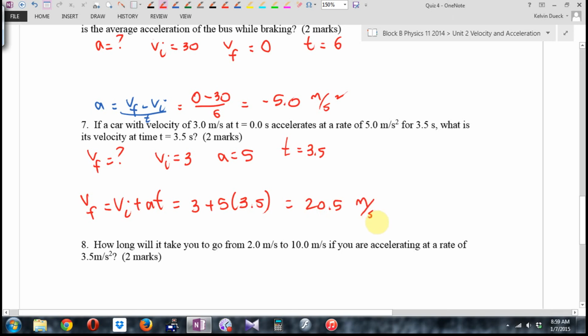Okay. Technically, how many sig figs should I go to in my answer? Technically, but I'm not going to be that fussy.